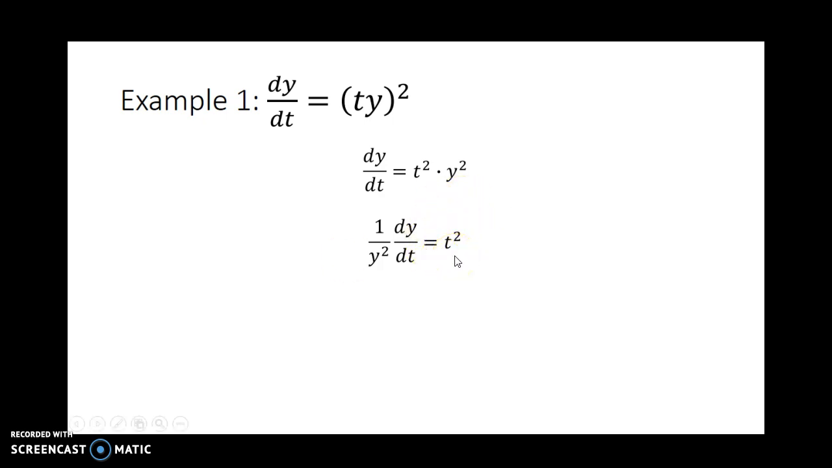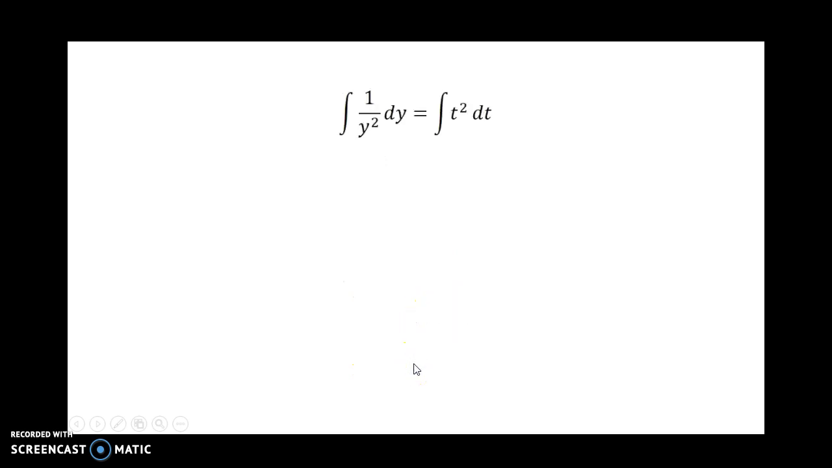Having t squared over here is fine. It doesn't have to be a constant. We just want to make sure that the left-hand side is where all of our functions of y go, and the right-hand side is where the functions of t stay. So now we can integrate. Here's the nice trick: dy/dt times dt, the dt's cancel, and you're left with the integral of 1 over y squared dy equals the integral of t squared dt.